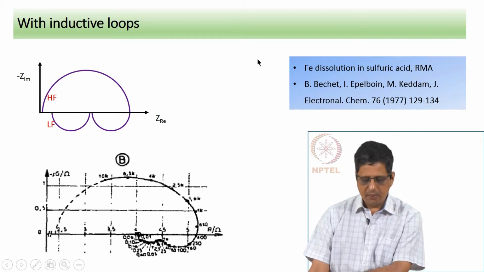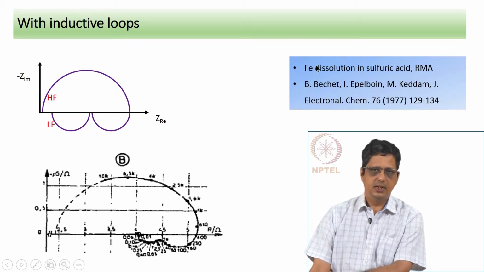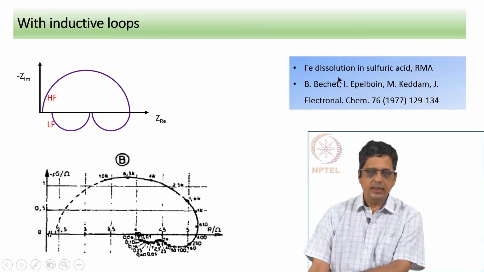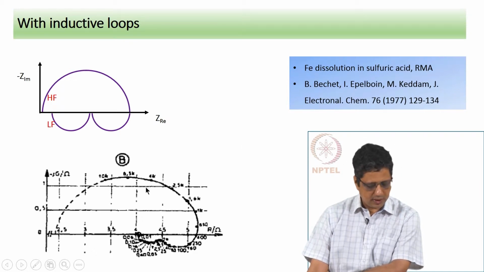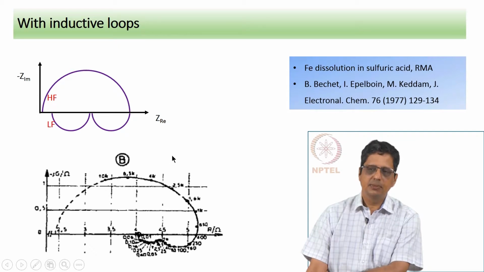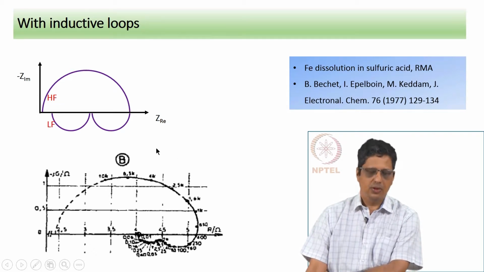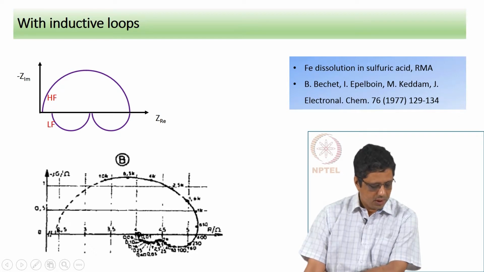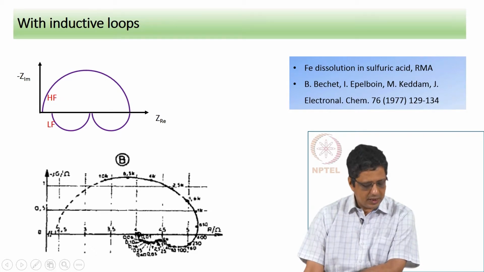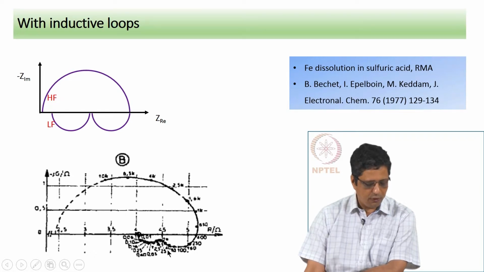And this is published in 1977, that means nearly 4 decades ago. This is iron dissolving in sulfuric acid, and this has been analyzed using mechanistic analysis. I do not remember the bias used for this, and I do not remember whether it is measured in pseudo galvanostatic mode or pseudo potentiostatic mode. In any case, from high frequency to mid frequency it is a capacitive loop, and then from middle to low and very low frequencies it forms 2 inductive loops, obviously of different sizes, but you can also clearly see there are 2 well separated inductive loops at the low frequencies.